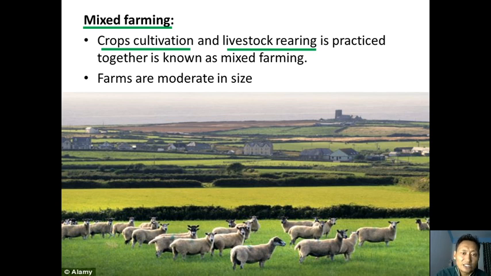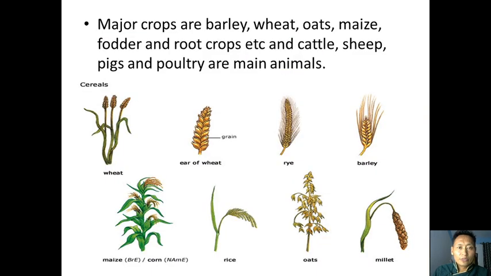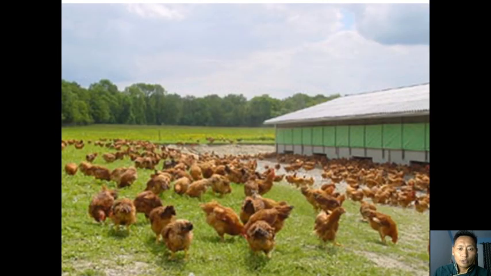As compared to intensive and extensive, the farm size here is moderate, not that big, not that small. The major crops they are cultivating in this type of agriculture are wheat, oat, maize, and fodder crops. Fodder crops means animal food, and root crops also. The animals they are rearing are cattle, pigs, sheep, and poultry.